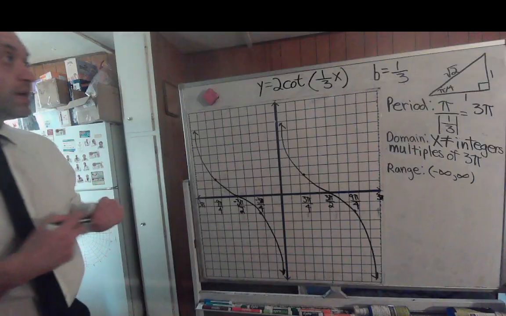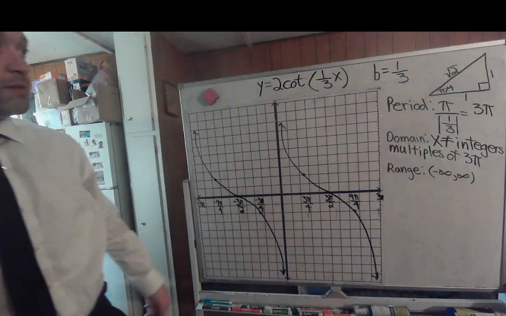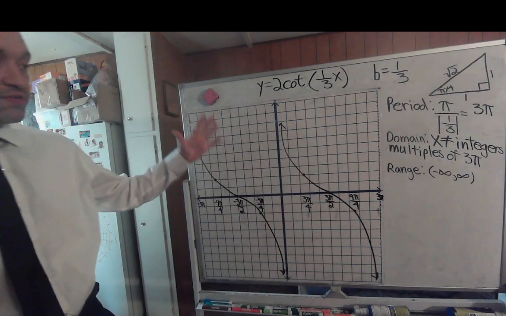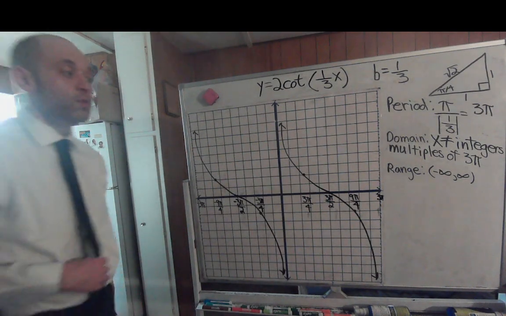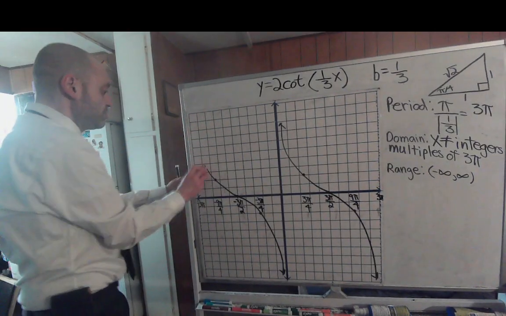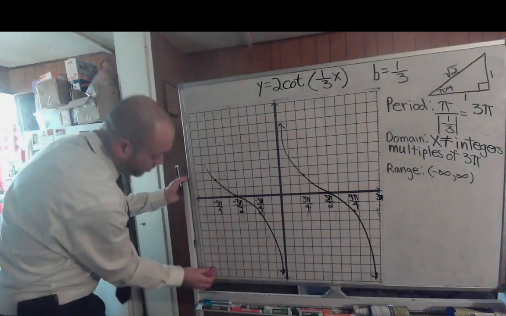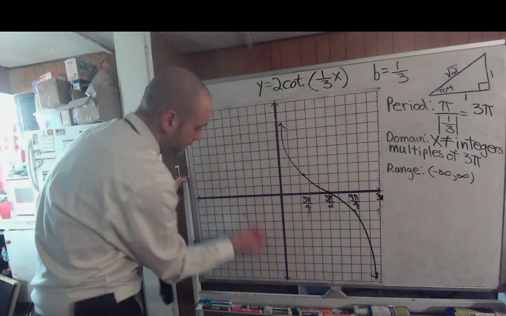And there's your graph with a vertical stretching factor of 2, a period of 3 pi, and your shifted asymptotes, y equals 2 times the cotangent of 1/3 x. Alright, I just got 2 more problems here, one each for a tangent and a cotangent graph.